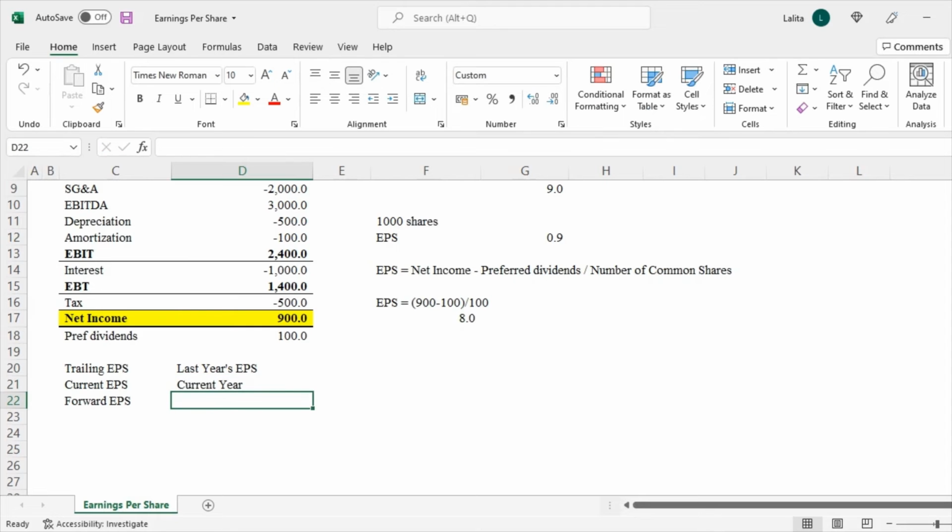And what is forward EPS? Forward EPS is the future looking, forward looking EPS. So let's say as an analyst, you have forecasted the EPS for the next year. That will be called the forward EPS.